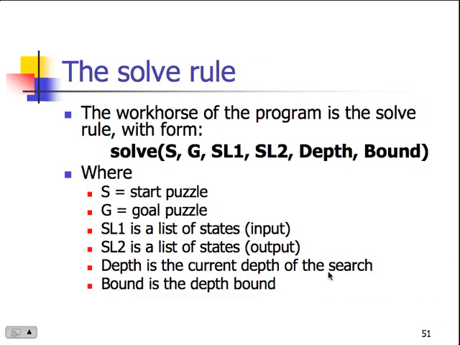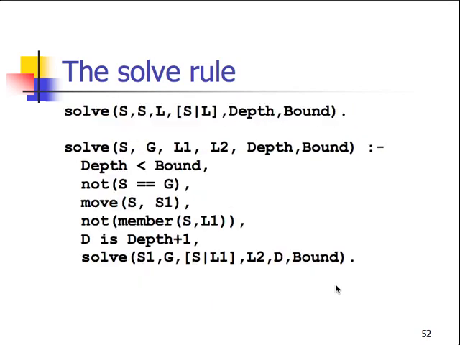So the solve rule is the workhorse of the program, and it's going to be the rule that's going to be solving the puzzle for you. So to solve, you have the depth, the bound, all the information is put in here. Starting position, the goal position, a list of the states for the inputs, a list of the outputs, what you're going to get after you moved from one state to another state. The depth is the current depth of the search, and the bound is the depth bound. How many resolutions you're going to get for the search space. So we have the solve, and we have the solve pseudo code that gives us the way that Prolog would actually attack the problem.